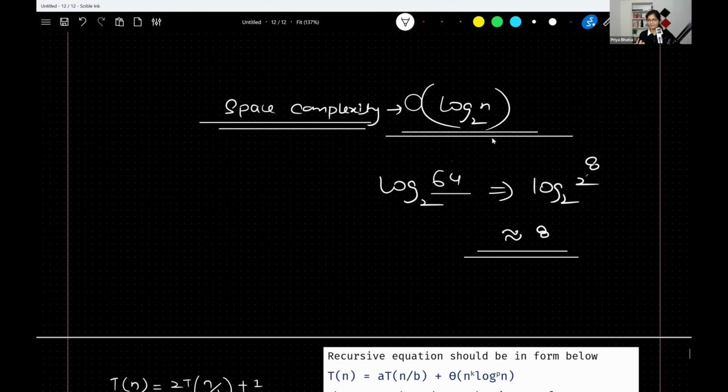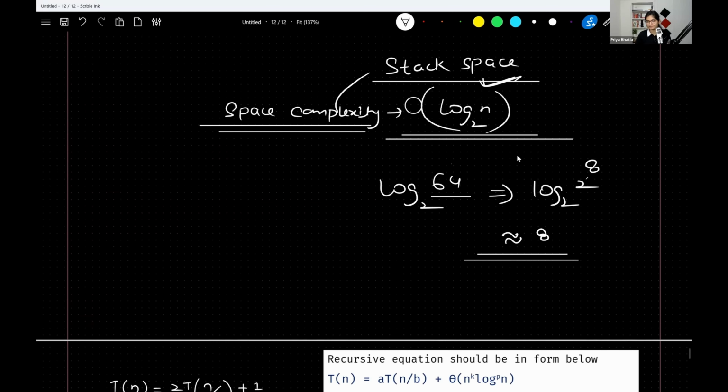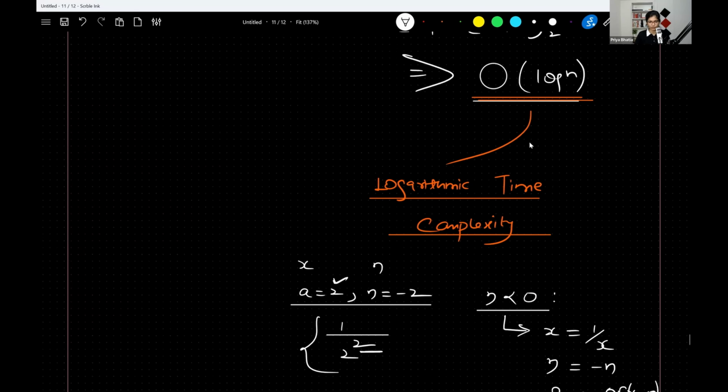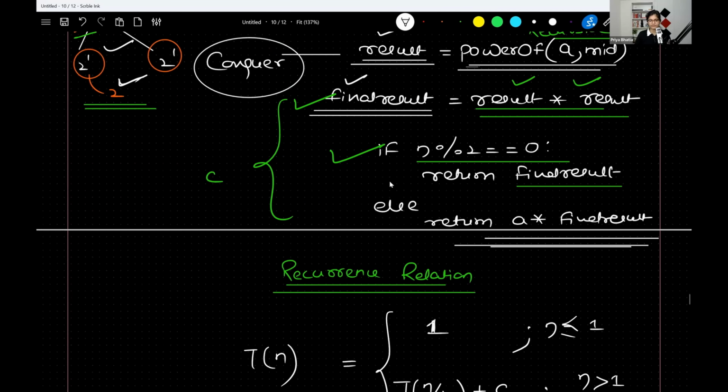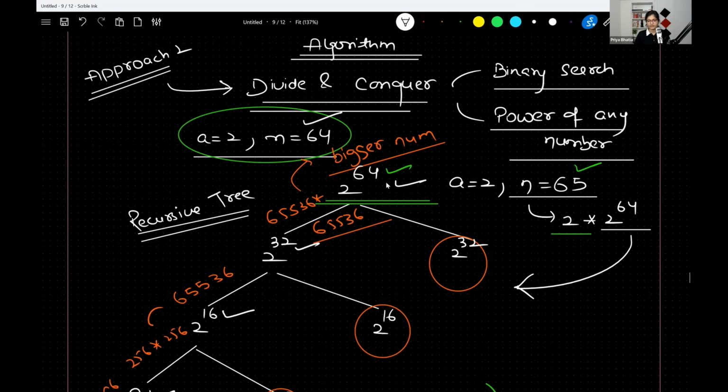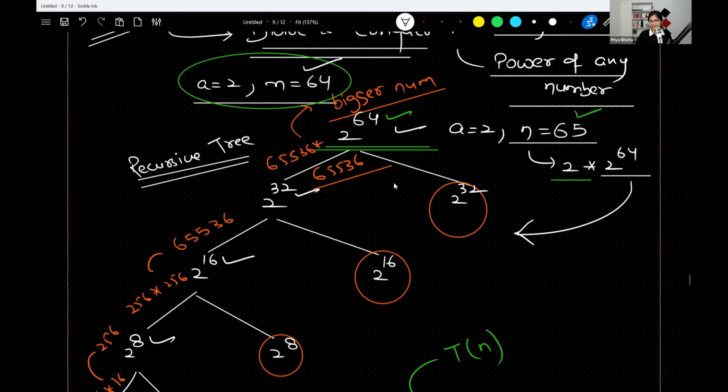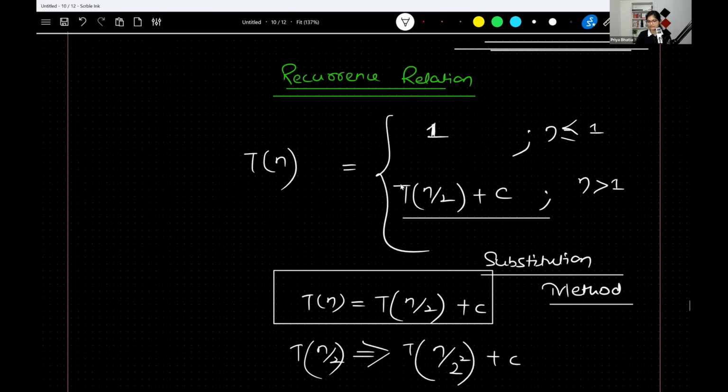Will you guys agree with me on this part? This will be logarithmic space complexity, because the stack space which we are using here is approximately equal to log of n base 2. Yes or no? Just check it out. How many stack levels of space are you using here? Is this clear, or shall I explain more about this?